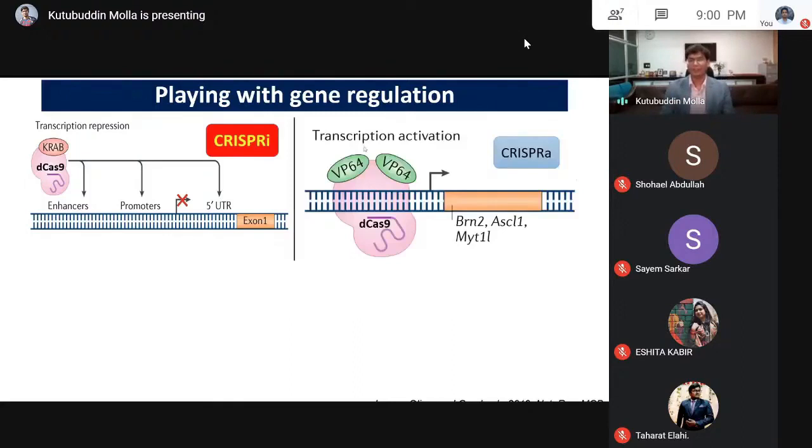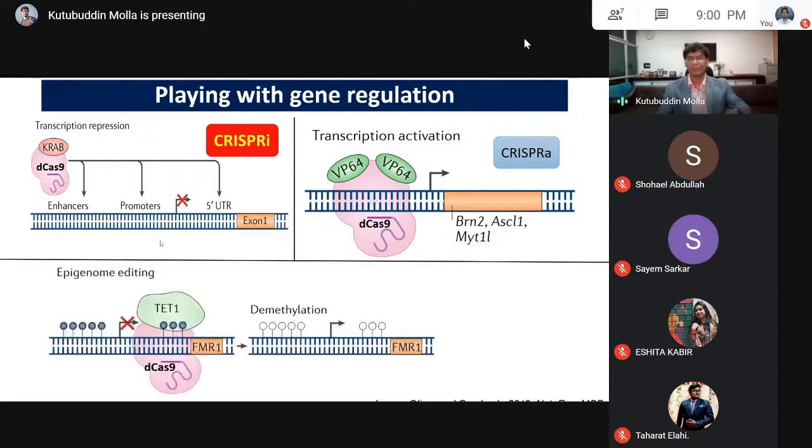Another version of this kind of technology is called CRISPRa, or CRISPR activator. With the same technology, you fuse the dCas9 with VP64. This is viral protein 64, a known activator of transcription. So if you fuse dCas9 with VP64 and give the address, meaning the RNA, then it will make a complex and go to the promoter, and it will activate the expression of that gene. So this is called CRISPR activator. So you could reduce the expression of a gene, you could activate the expression of a gene.